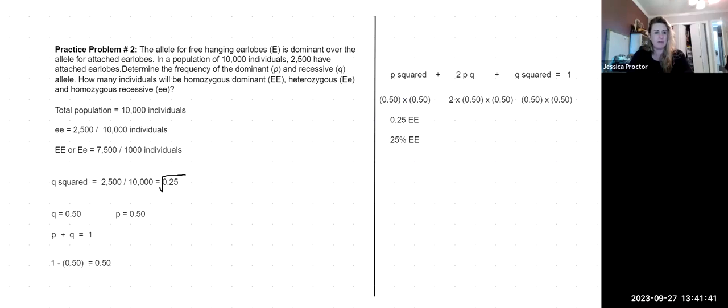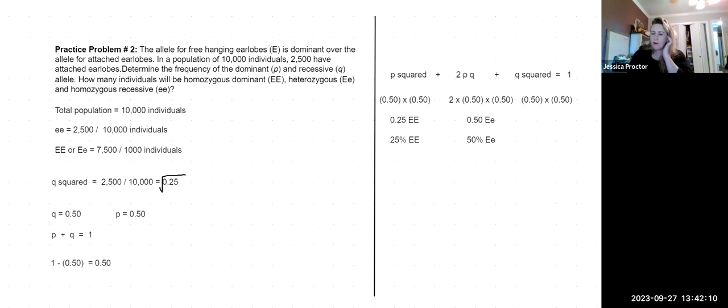Okay, middle part of the equation, what's 2 multiplied by 0.50 multiplied by 0.50, rounded to 2 decimal places? Excellent, Joseph. 0.50. And that's the value for the heterozygotes, or if we want to change that into a percentage, piece of cake. We just move our decimal 2 places, that becomes 50%.